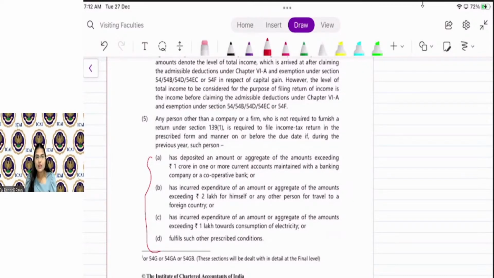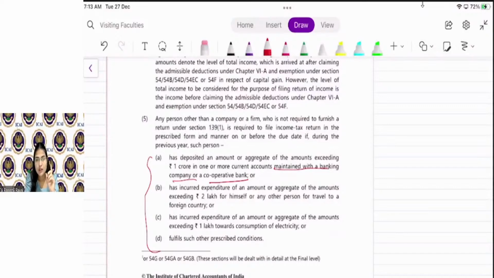Next is, if the condition above is not satisfied, then you have to check the other conditions. That is, such person has deposited an amount or aggregate of amount exceeding 1 crore in one or more current accounts maintained with a banking company or cooperative bank. See, if your income is less than 2,50,000 and you are not holding any foreign asset, then whether you have deposited rupees 1 crore or more in your current account, if yes, then you have to file your return of income.